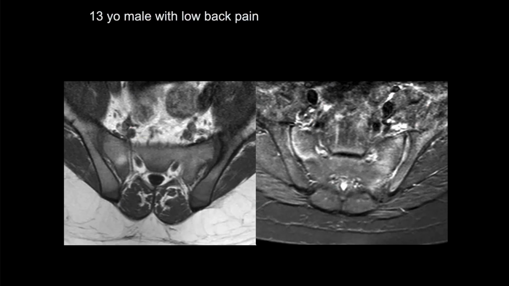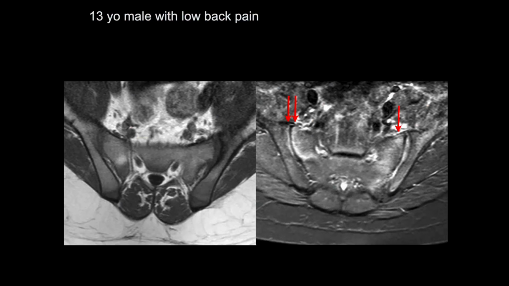Good. Okay, 13-year-old male with low back pain, T1 sequence on the left, water-sensitive sequence on the right. We see edema, osteitis on either side of the SI joints.